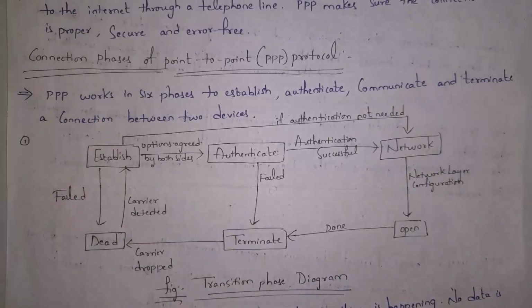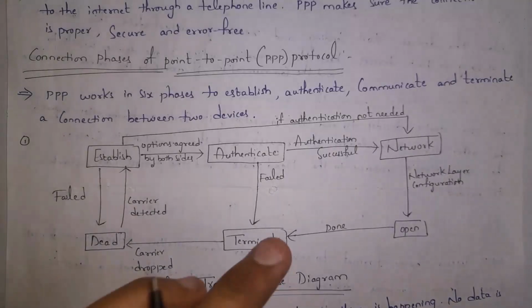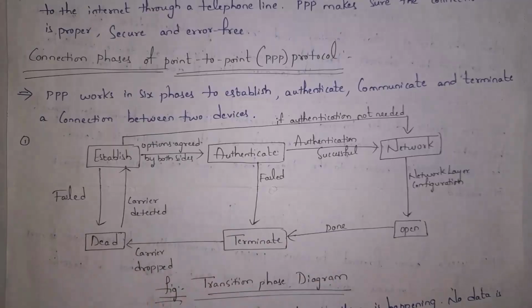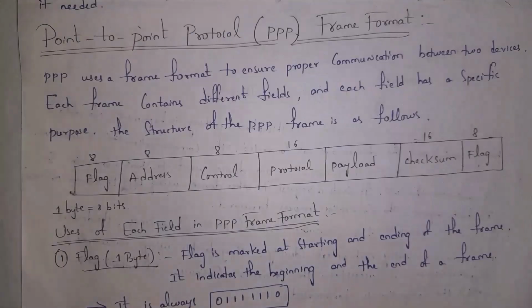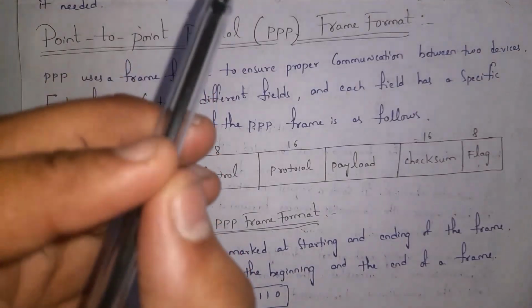In termination phase, one computer will send a request to the other computer in order to remove the connection. If the other computer accepts that request, then the connection will be removed. And if the connection is removed, then the device will go to dead phase, as they are not connected to each other. These are various connection phases in point-to-point protocol. Next, I will explain point-to-point protocol frame format.